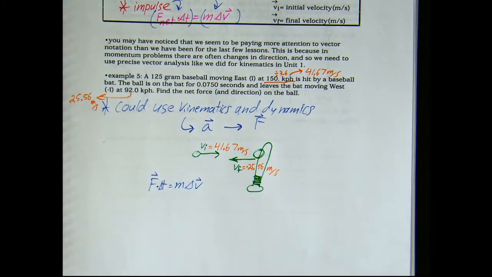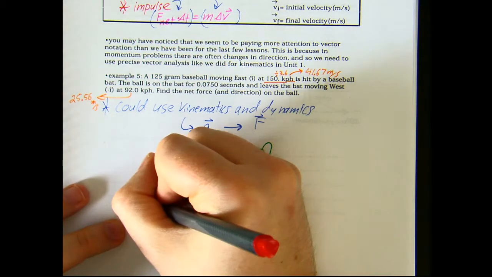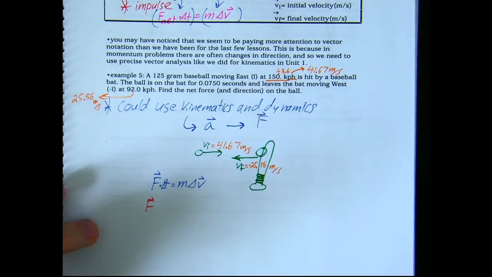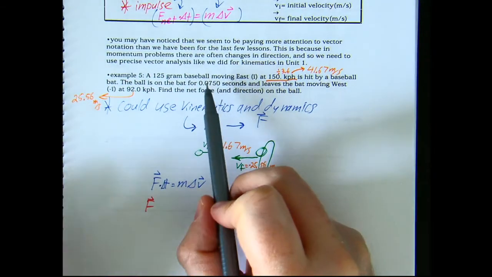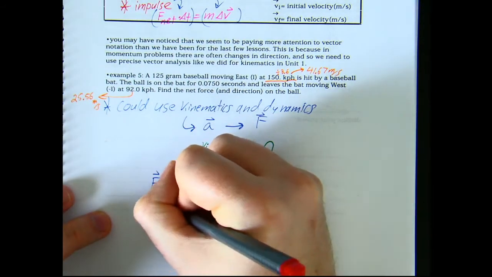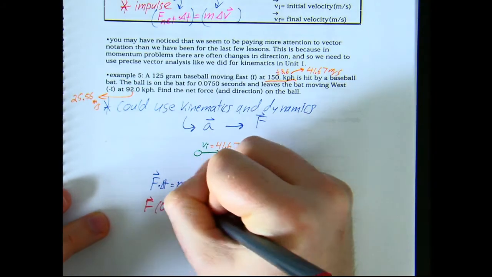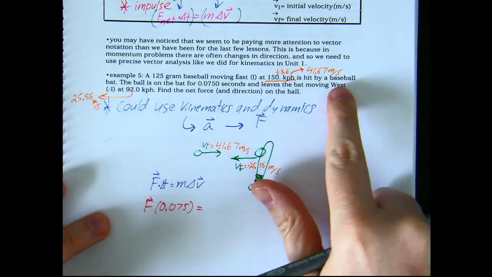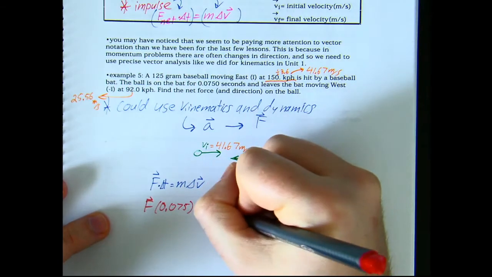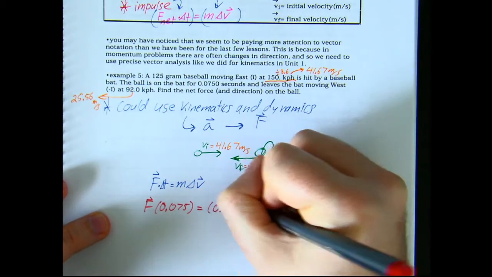If you want a further proof, I can give you one. So let's use what we've got. We want to find a force. We do know that the length of time that the ball was on the bat was 0.075 seconds. So that's going to be the length of time our force acted. The mass of the ball didn't change. We had a 125 gram ball. We have to give that in kilograms, 0.125 kilograms.